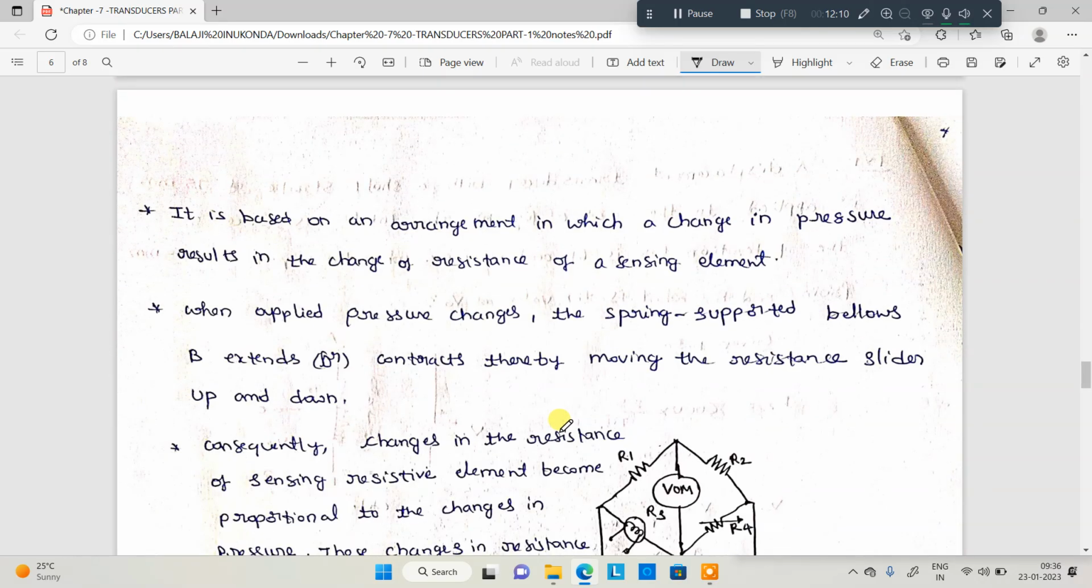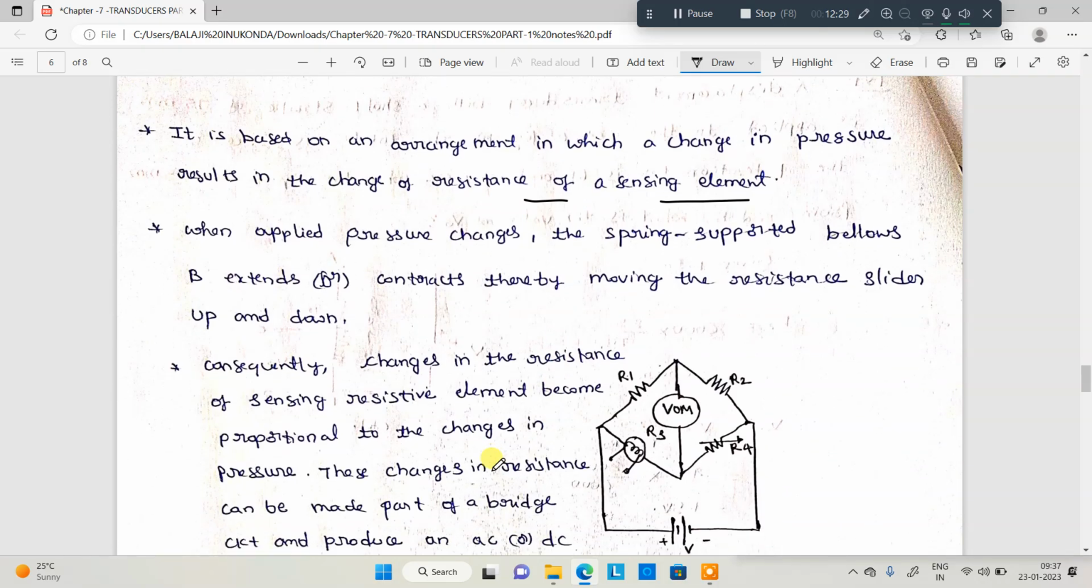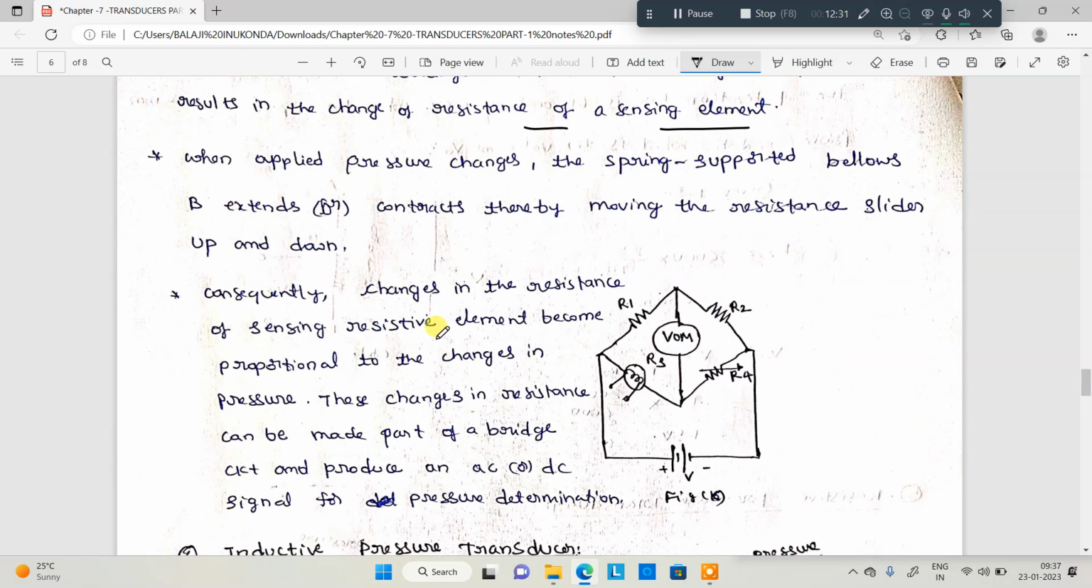So that's what here, it is based on the arrangement with change in the pressure, which results in a change in the resistance by the sensing element. Once pressure is applied, it changes, and the spring supported below the bellows extends, moving the resistance slider up and down. Consequently, the change in the resistance of the sensing resistive element becomes proportional to the change in pressure.